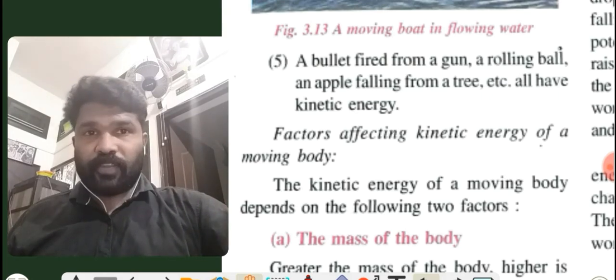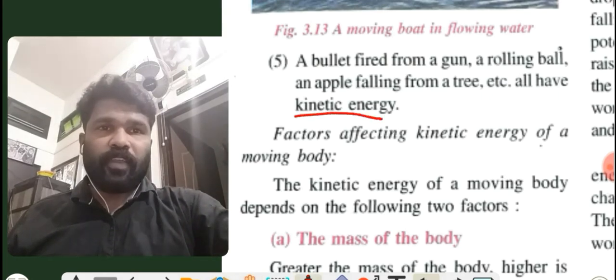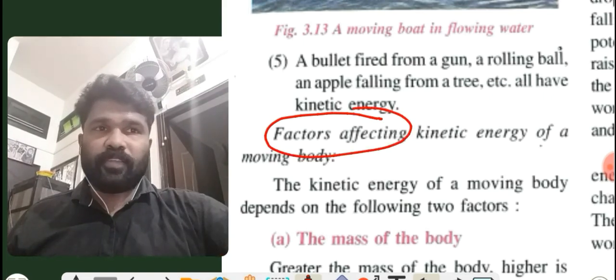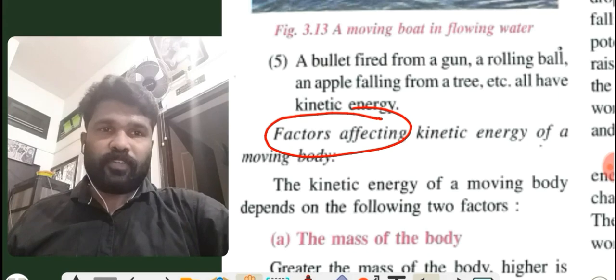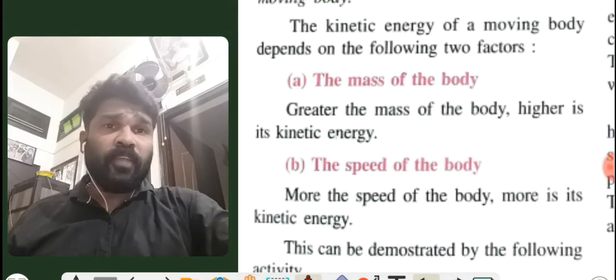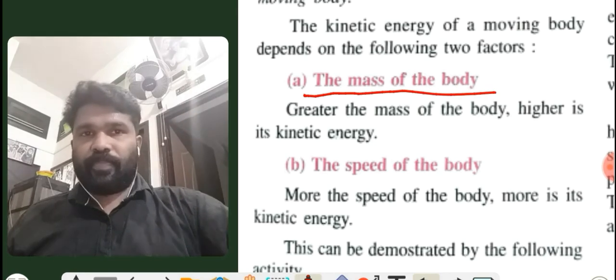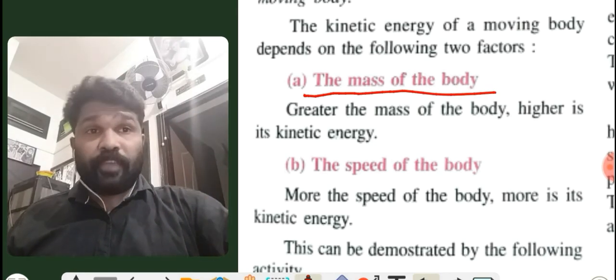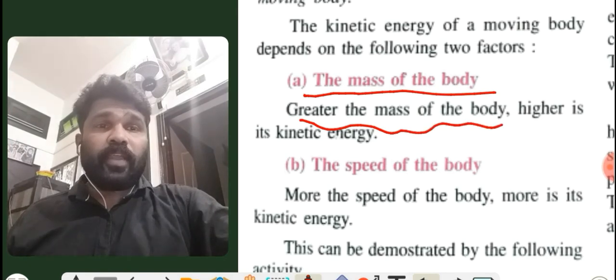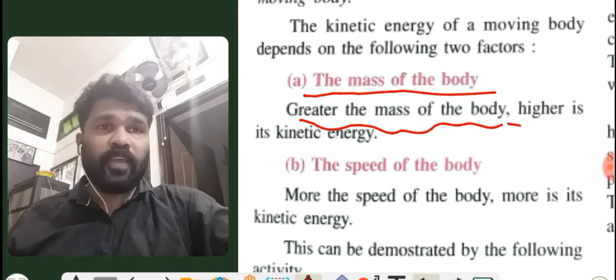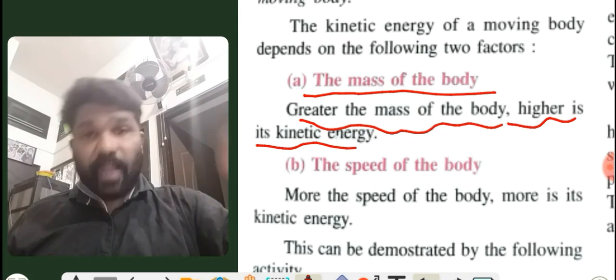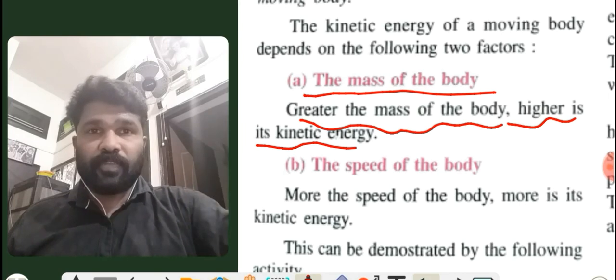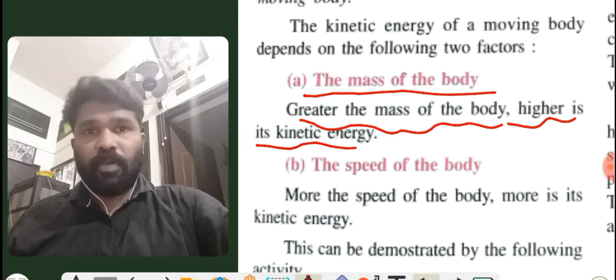So now we are going to discuss the factors affecting the kinetic energy of a moving body. The kinetic energy of a moving body depends on the following two factors. First, the mass of the body. Greater the mass of the body, higher is its kinetic energy. If the mass is more, kinetic energy is also more.